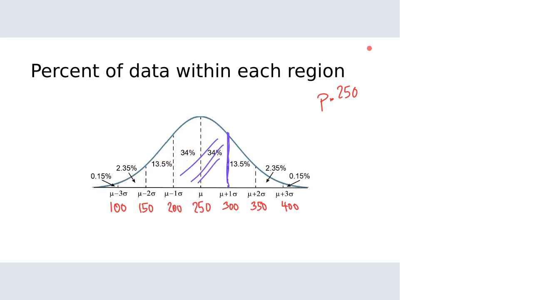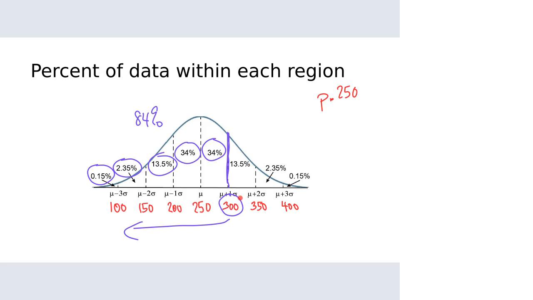So in order to get that percentage, I need to add up all the percentages that are in the regions that I want to count for this particular question. 34 plus 34 plus 13.5 plus 2.35 plus 0.15 is 84%. 84% of the data is to the left of one standard deviation above the mean. Since 300 was the score I was asked about, and I wanted to know the people who scored less than 300, it's these people back here that I want to count, and that's 84% of the people that took this test who scored less than 300.